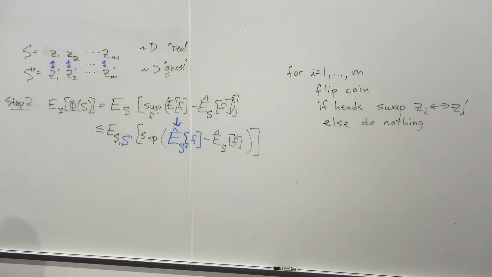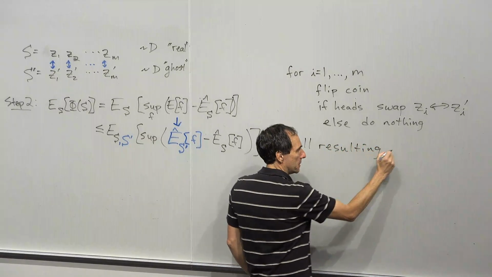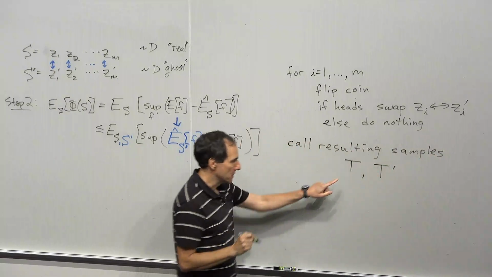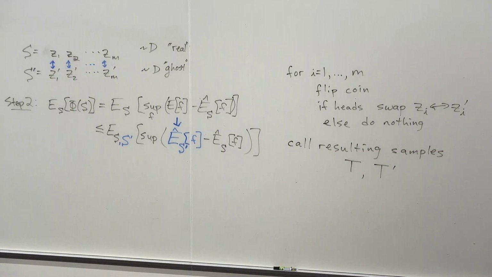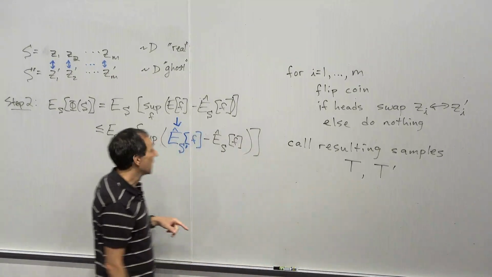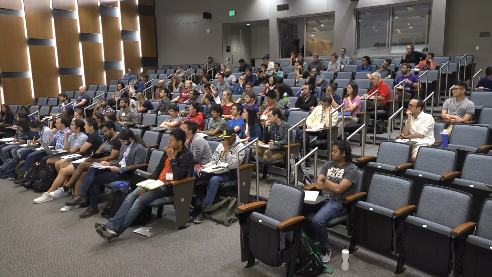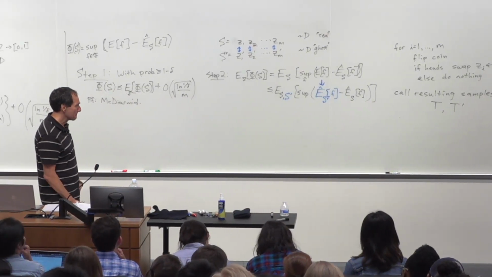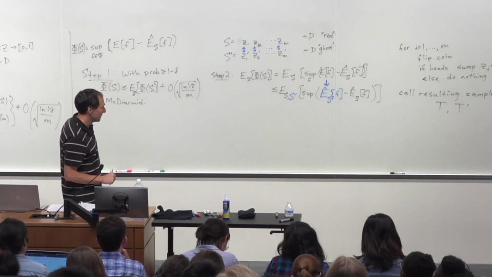Okay? And let's call the resulting samples, just to give them a name, T and T prime. So this will be the new real sample, and this is the new ghost sample. Okay, so what can we say about the distribution of T and T prime compared to S and S prime? They're exactly the same, right? It's exactly the same distribution. We did all this work for nothing. Okay, but well, let's see what happens.